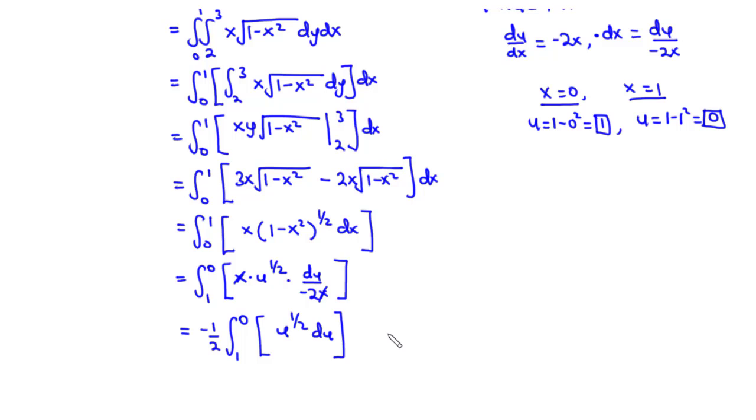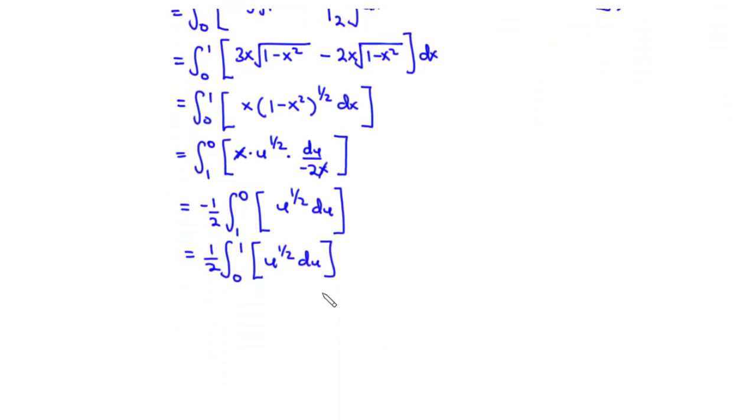Now in actual sense, we don't have a limit from a higher value to a lower value, so we need to work this out. To interchange these two values, we are going to multiply this whole expression by negative 1. So we multiply that by negative 1, and then we have 1 over 2 times the integral from 0 to 1 of u to the power 1 over 2 du.